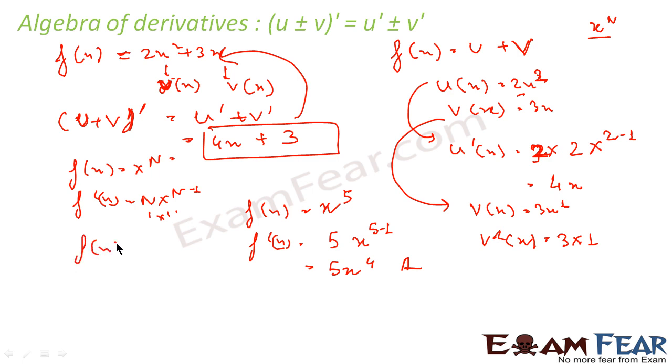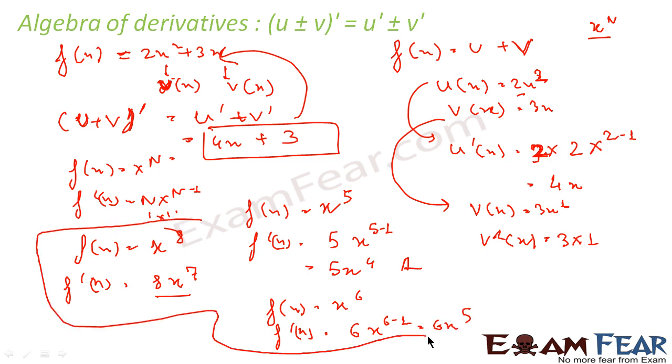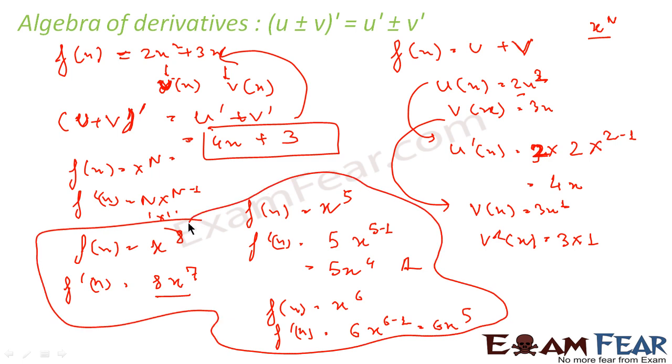Similarly, my f x is equal to, let's suppose, x to the power 8. So my f dash x will be nothing but 8 into x to the power 7. You take this 8 here into x to the power 8 minus 1, that is 7. Similarly, if my f x is equal to x to the power 6, my f dash x will be nothing but, you take 6 down, 6 into x to the power 6 minus 1, that is 6x to the power 5. So please note, this is how we find derivative, and the same thing we did here.